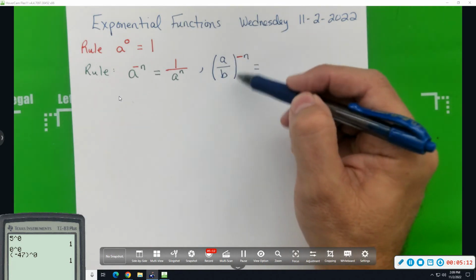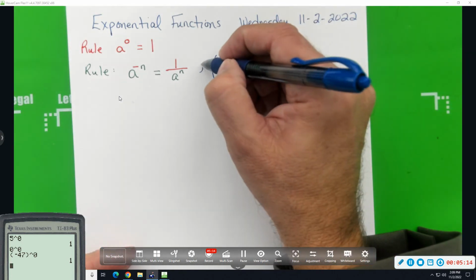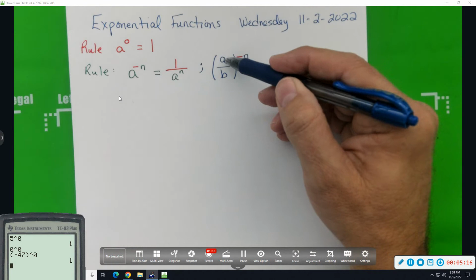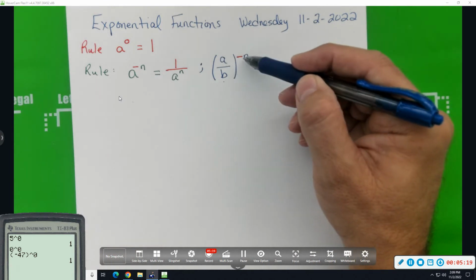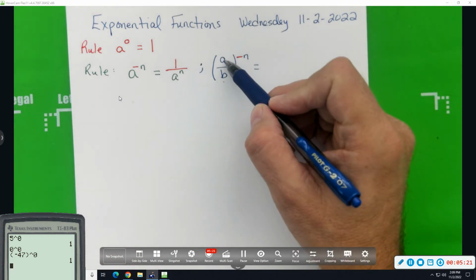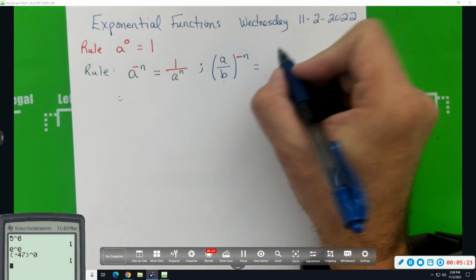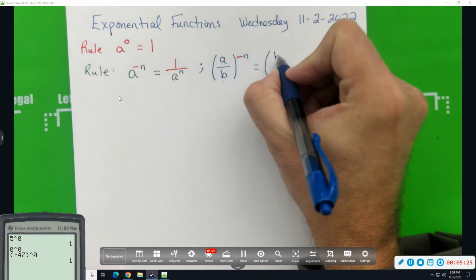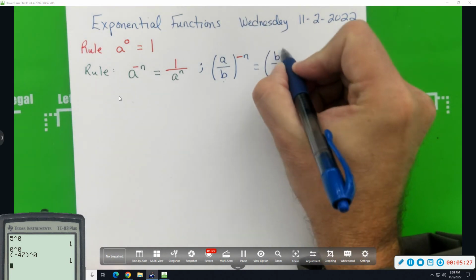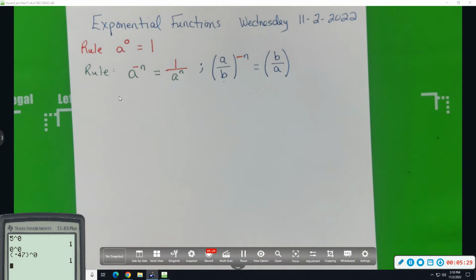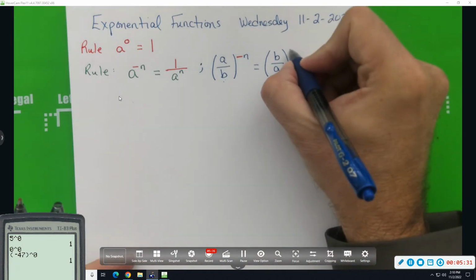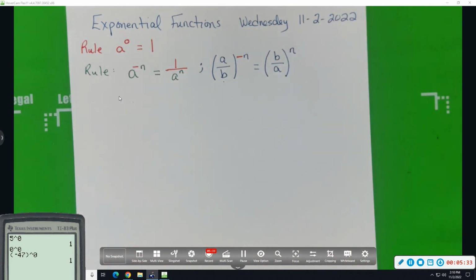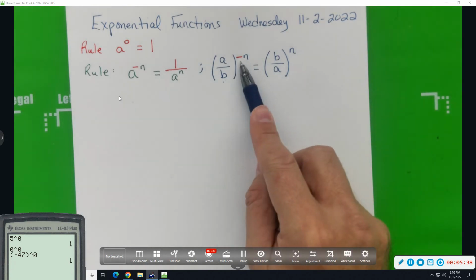A to the negative n power, a negative exponent, means 1 over. So a to the negative n is 1 over a to the n. Then the corresponding rule, the other one that goes with it, is how you raise a fraction to a negative power. Well, a over b to the negative n is b over a to the n. Okay? You just flip the fraction to get rid of that negative exponent.